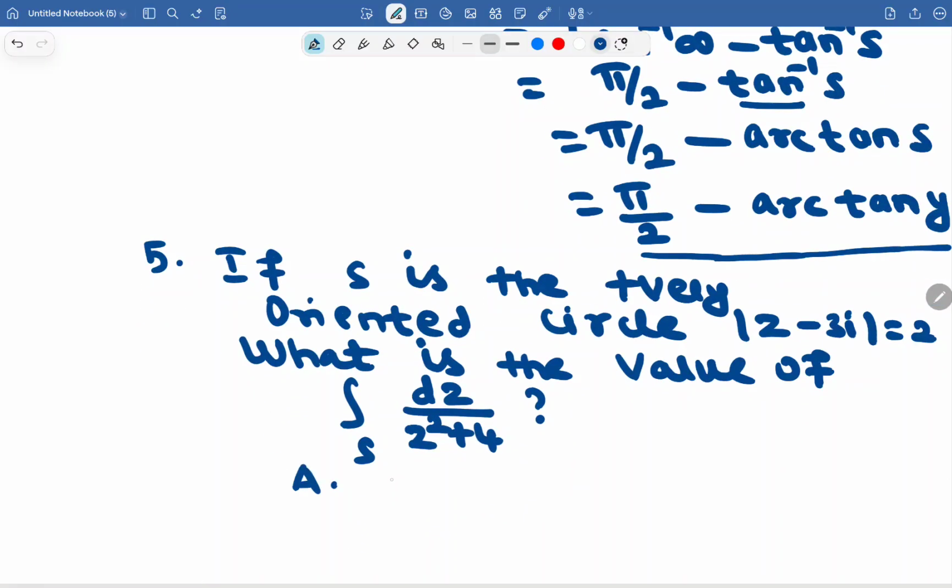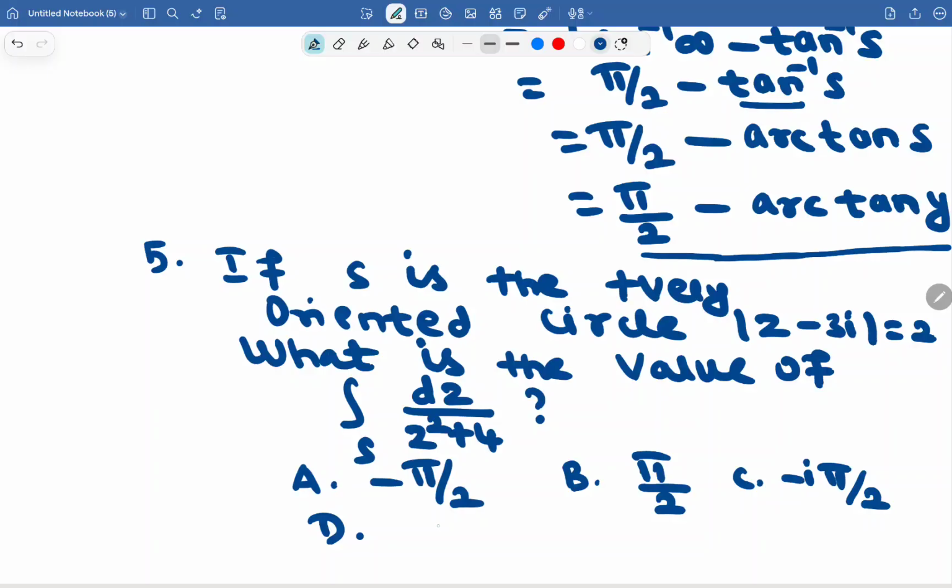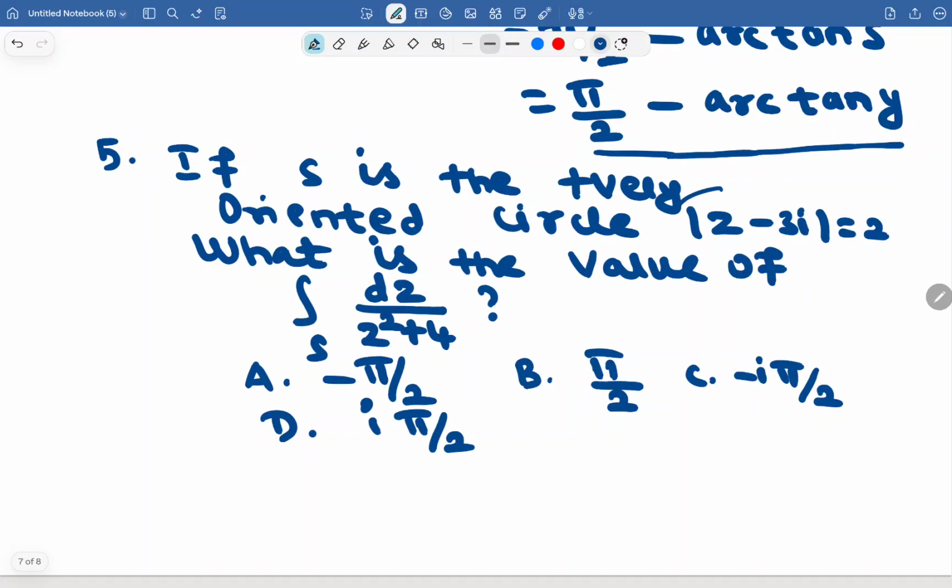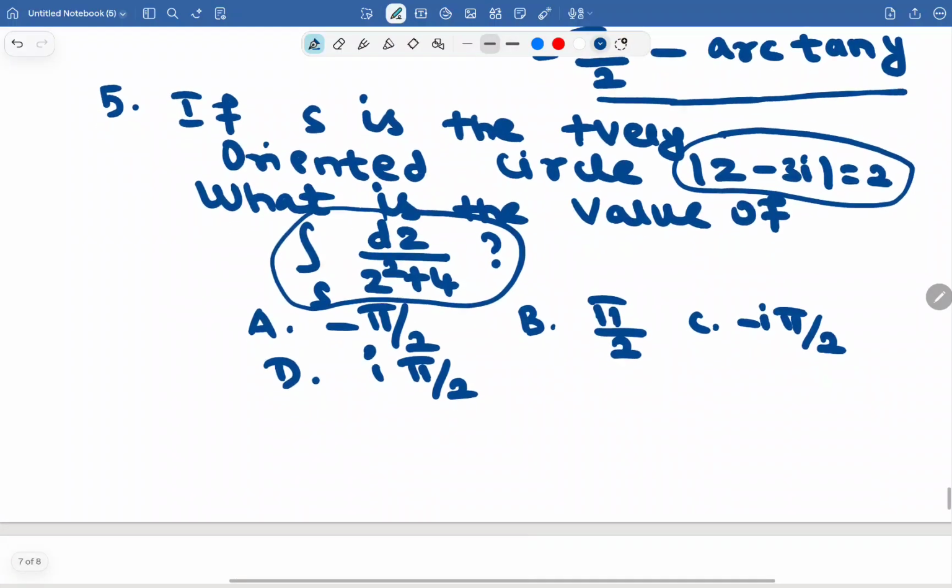Option A minus pi by 2. Option B pi by 2. Option C minus pi by 2 minus i pi by 2. Option D i pi by 2. Here the circle is modulus of z minus 3i, which is equivalent to 2. We have to find the value for the integral dz by z square plus 4.